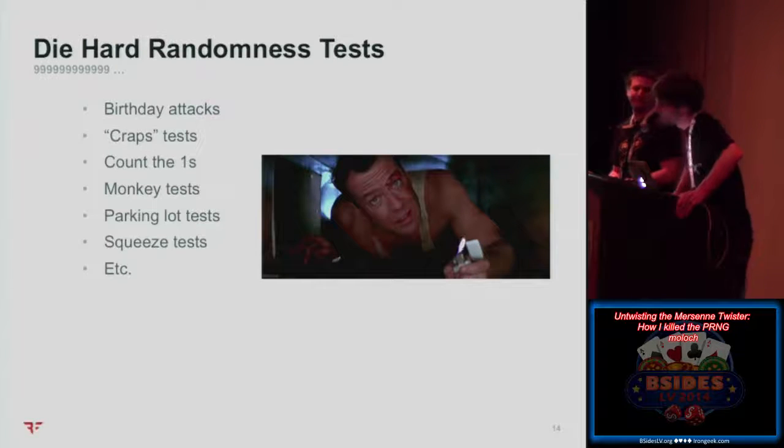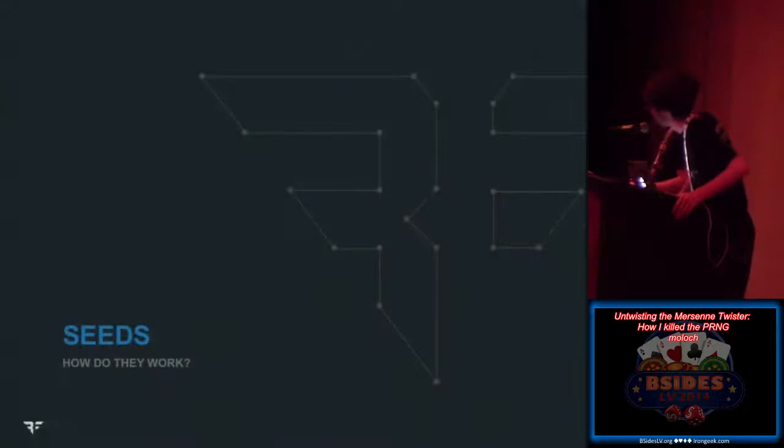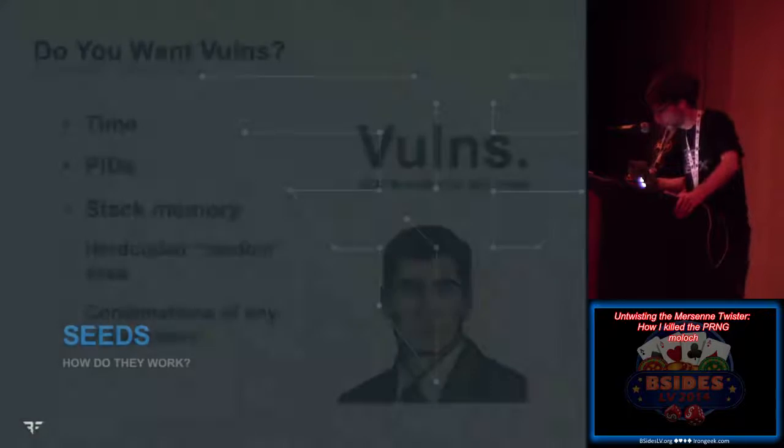So the Mersenne twister, which is the focus of this talk, passes all of these tests, and it has a very large period, but it's still not suitable for cryptography. We can still recover seeds. So how do those attacks work?